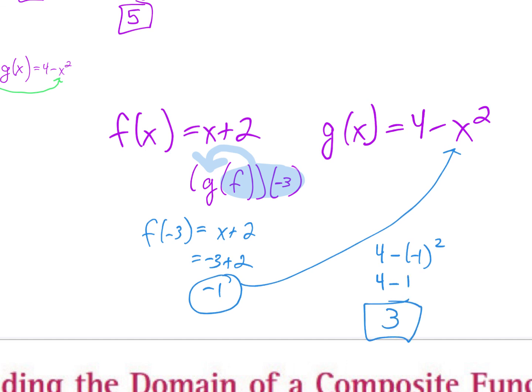But if you can just follow the rule of work from the inside out. Whatever is closest. If it said f of g of -3, put the -3 into g, and then plug that answer into f. Work from the inside out.